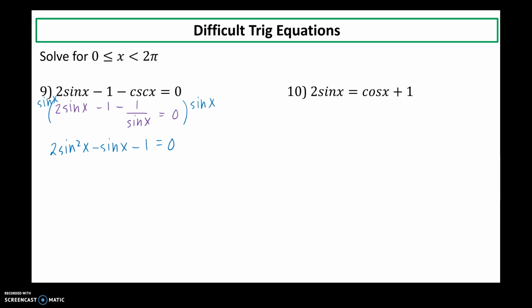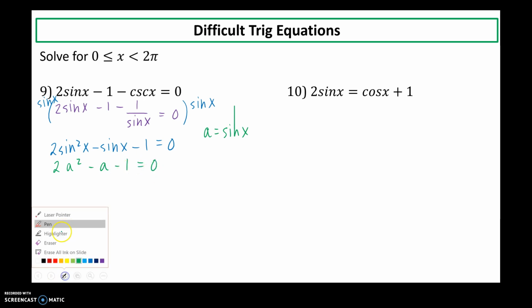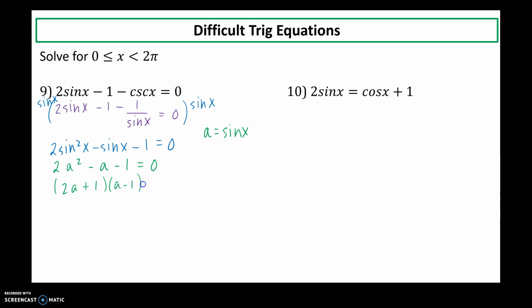Okay, great. Now it fits that quadratic form. Right, so now I'm going to let a equal sine of x. So I have 2a squared minus a minus 1 is equal to 0. All right. So factoring that, we would get 2a plus 1 times a minus 1.